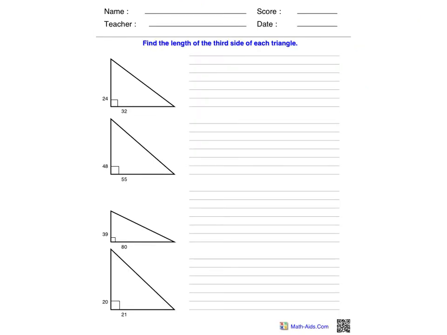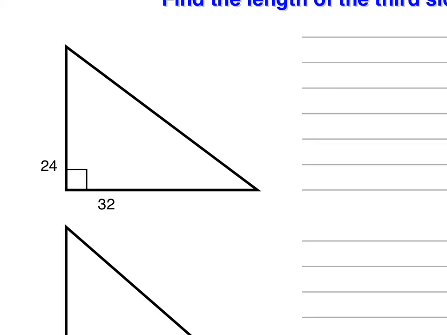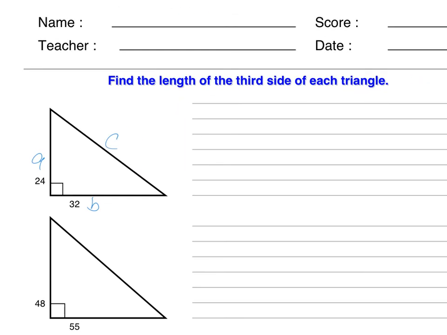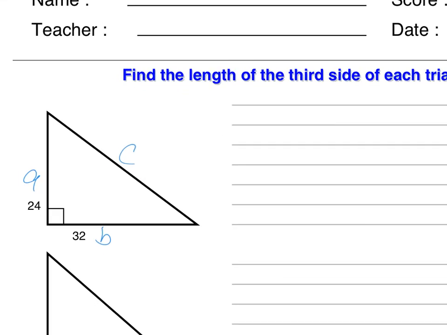So, looking at these examples, find the length of the third side of the triangle. Again, these are all facing the same way, so these are all legs. Now, let's say this is a, this is b, and I'm looking for c. Again, all we're doing with this is just finding the hypotenuse, finding that c side. Now these numbers are a little bigger, but that's fine if we're using our calculator.